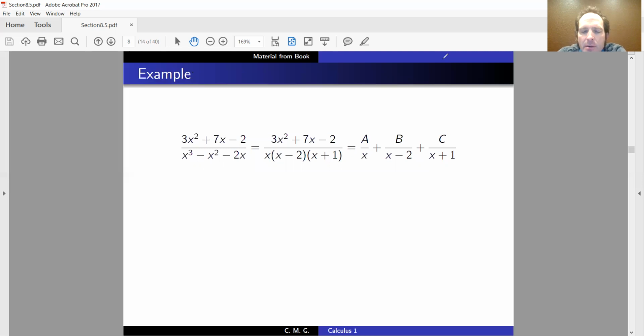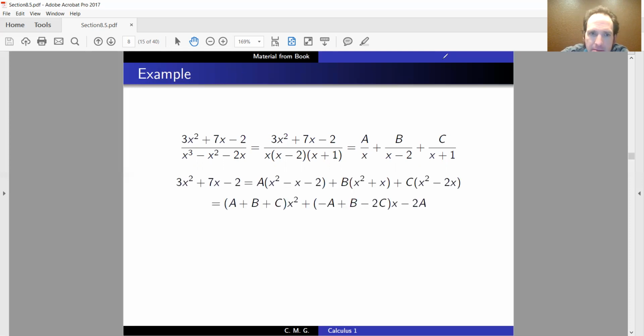Okay, so my question now is, how am I going to do this? What do I end up getting? We work through this. We multiply both sides of my equation by x, x minus 2, x plus 1. The left-hand side will just become 3x squared plus 7x minus 2. The right-hand side, well, I've got a, the x has canceled, and I'm just left with x minus 2, x plus 1, which is x squared minus x minus 2. Okay, so this here is the product of those two.